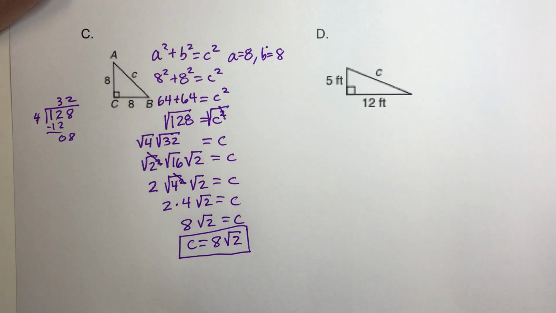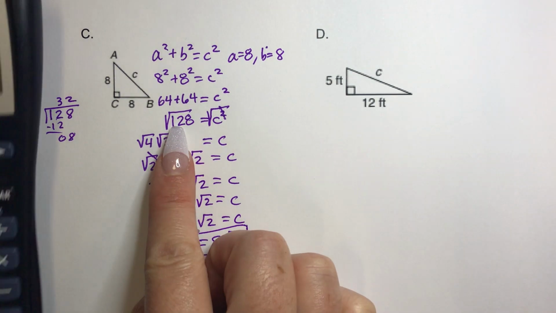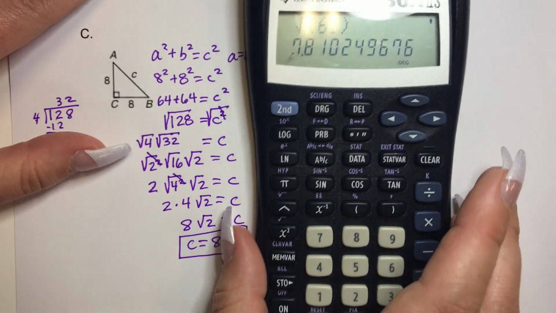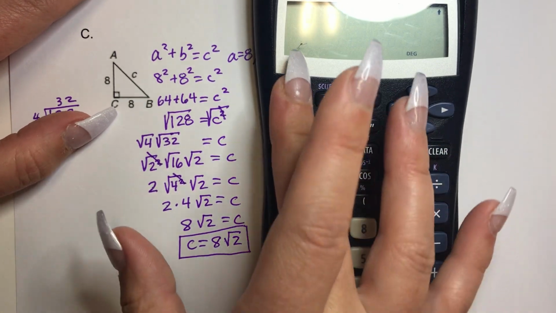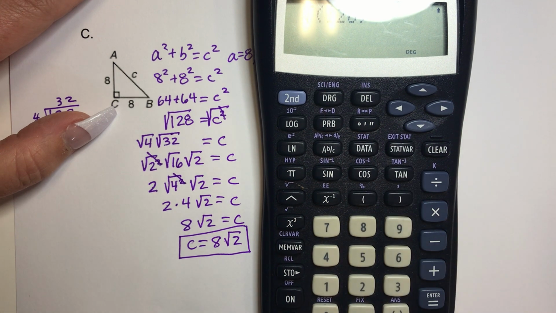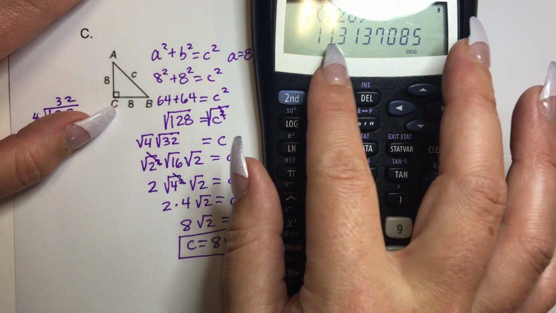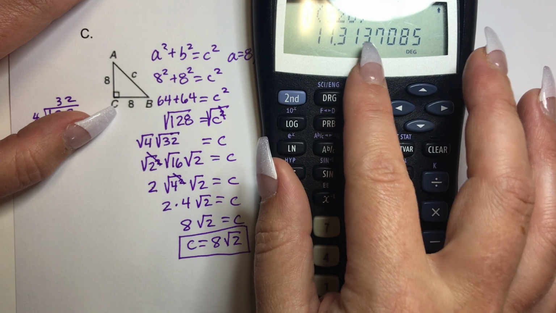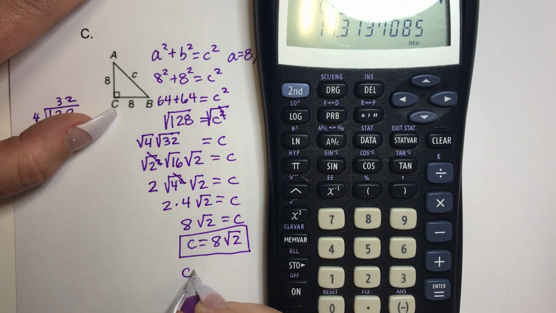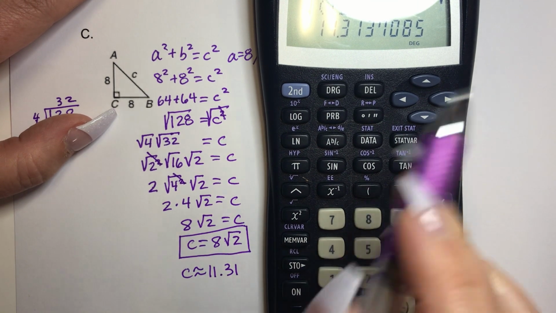Okay? But we also have to give the approximate value. So let's go ahead. What do we have up here? Square root of 128. So I want to go ahead and do that one first. So square root of 128 is equal to 11.31, and we don't round it, so it's just C is approximately 11.31 rounded to the nearest hundredth.